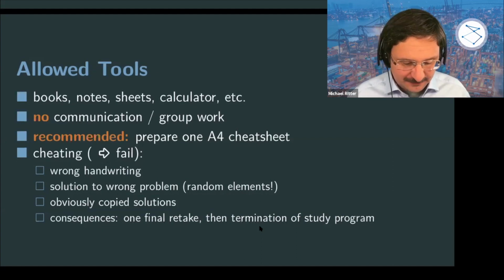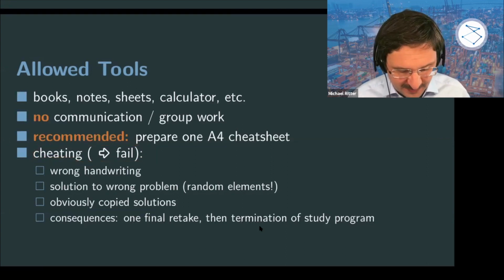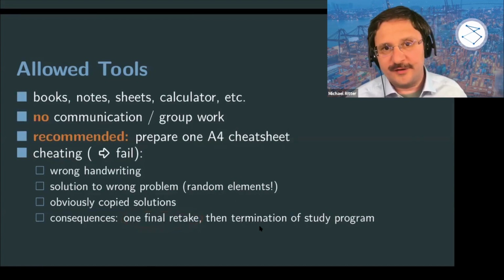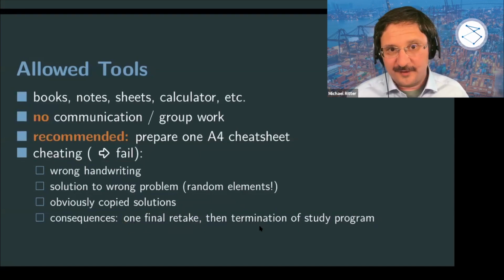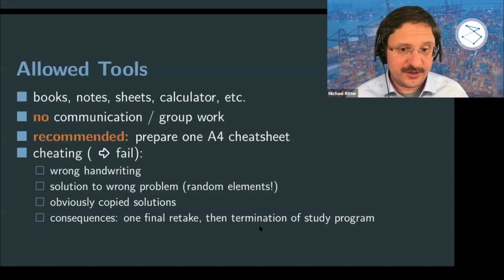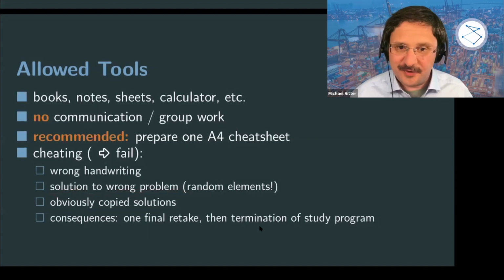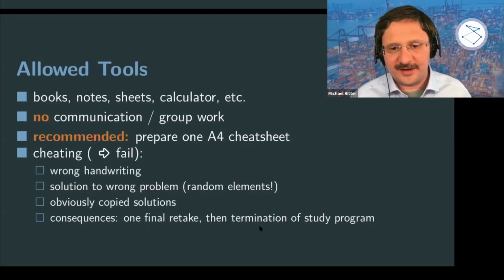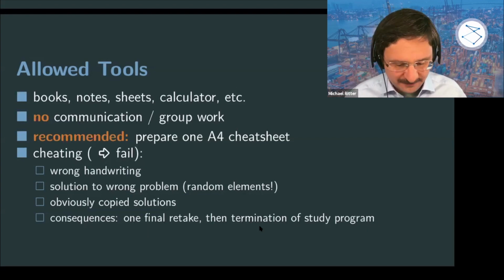As last semester, if we discover any cheating, then this will mean an immediate fail, so grade of 5.0. And also, as another consequence, you will only have one more retake opportunity for this exam if you're being caught cheating. And if you also fail that, that would mean the termination of your study program. In particular, if you submit a solution for the wrong problem, remember there are random elements, that will be counted as cheating. And also if we discover obviously copied solutions, that's also a case of cheating.